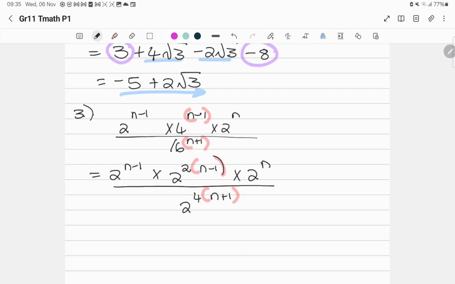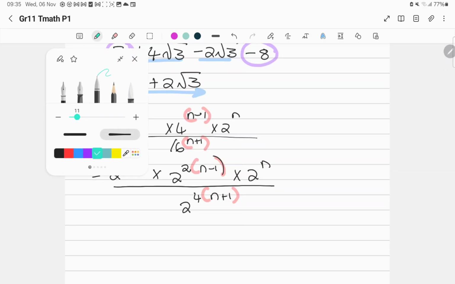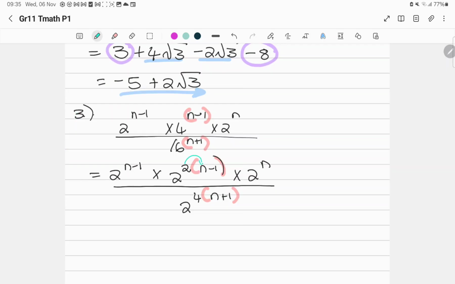Alright, now my next step after I got that is I need to get rid of my brackets. So I'm going to multiply this out. I'm going to take the 2 and multiply it with the n, and I'm going to take the 2 and multiply it with a minus 1. Same here, I take the 4, I multiply it with n, and the 4 multiplied with 1.